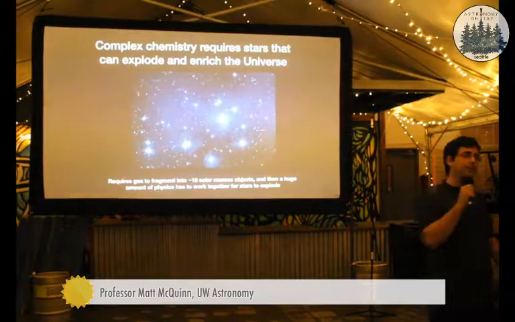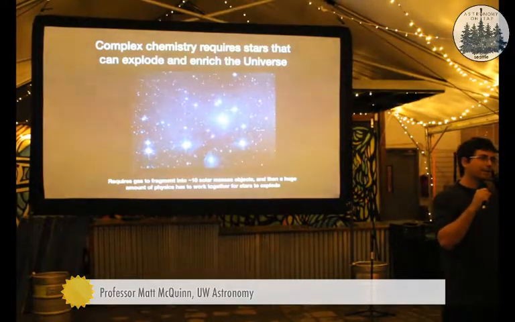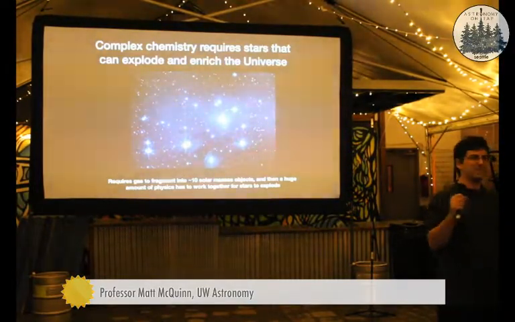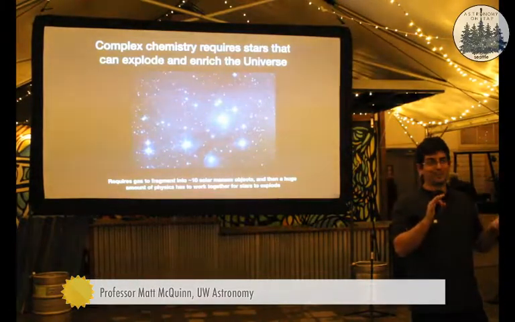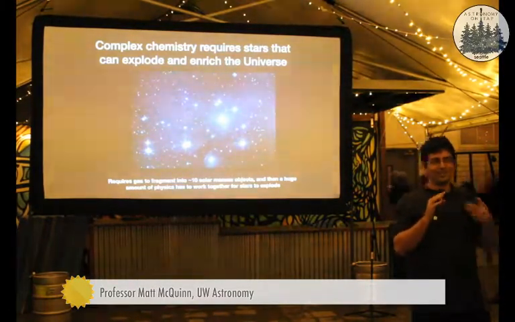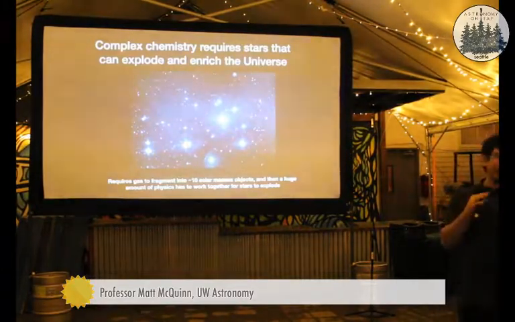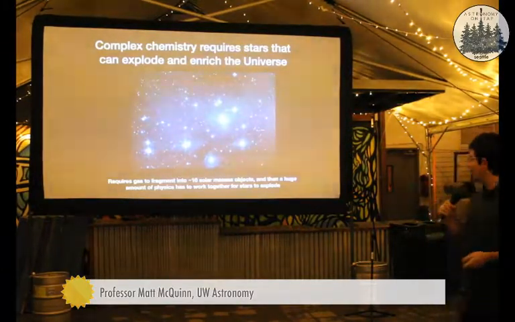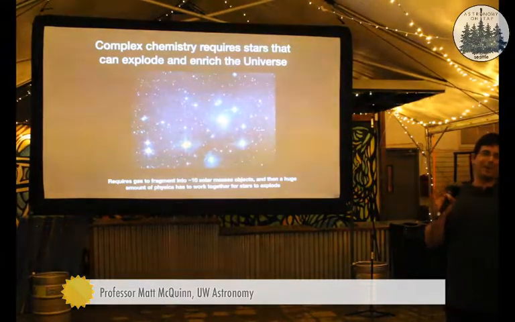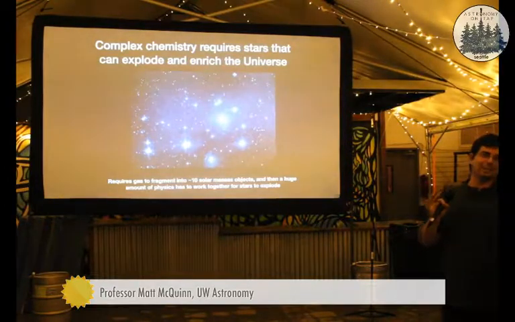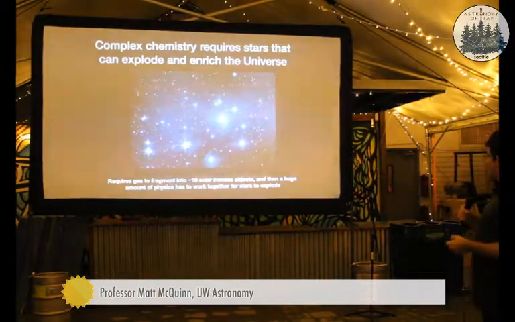And you need 10 solar mass things, because the 10 solar mass things make heavy elements. And heavy elements are really important because, I didn't tell you, but the universe starts off with just hydrogen and helium. So you need to form something larger and heavier than hydrogen and helium. And coincidentally, there's like a miracle that carbon is even produced in the universe. That's another story.